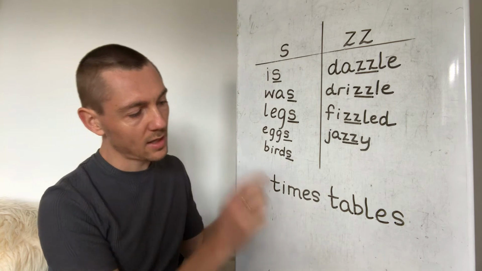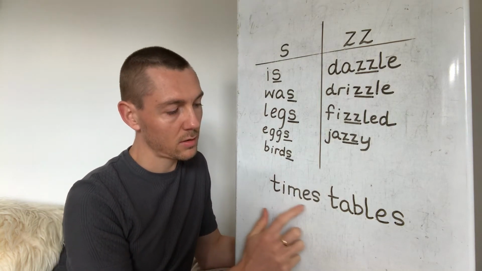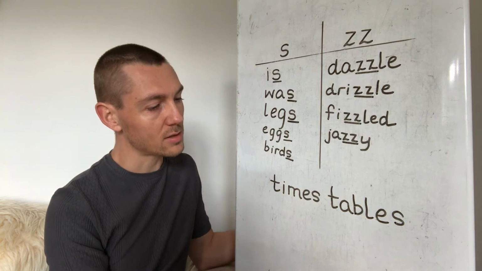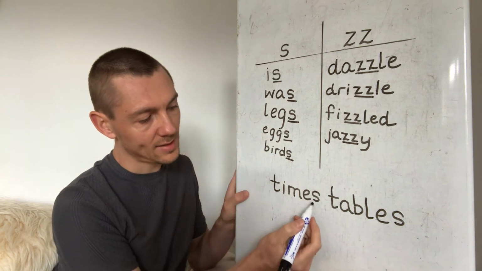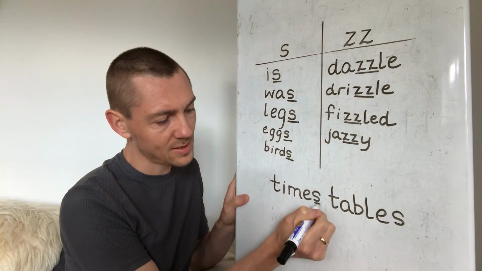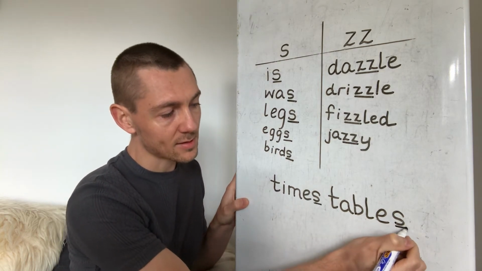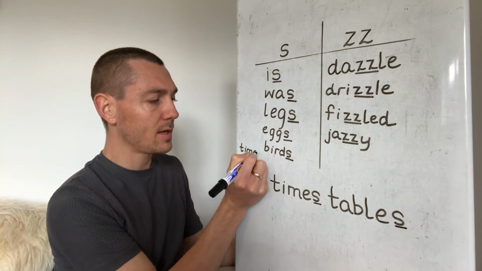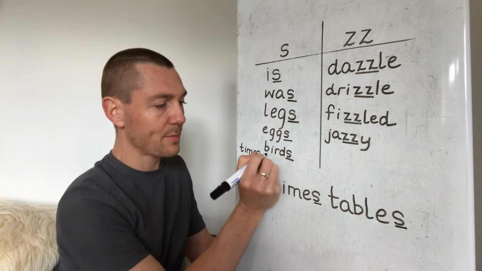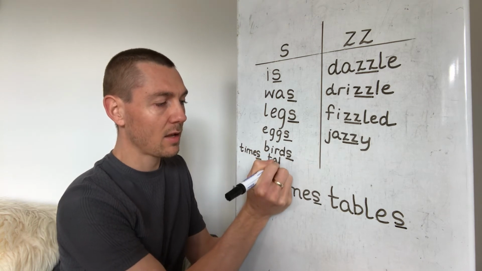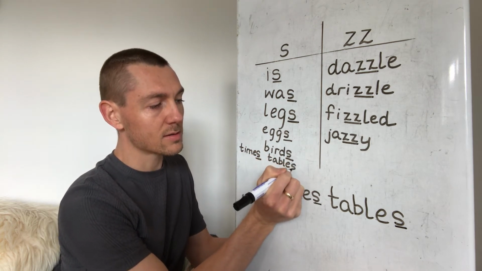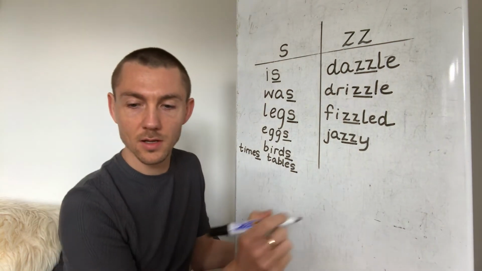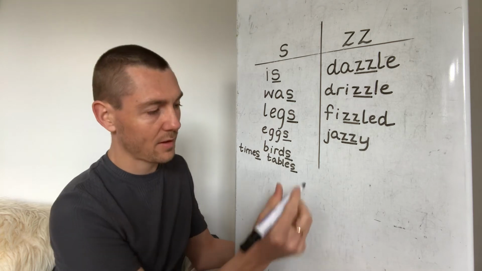Okay, two words together. One, two, three. Times tables. Good. So again, it's at the end of the word, isn't it? Times tables. And we say T, I, M, Z. Tables. T, A, B, U, Z. Z. Times tables.